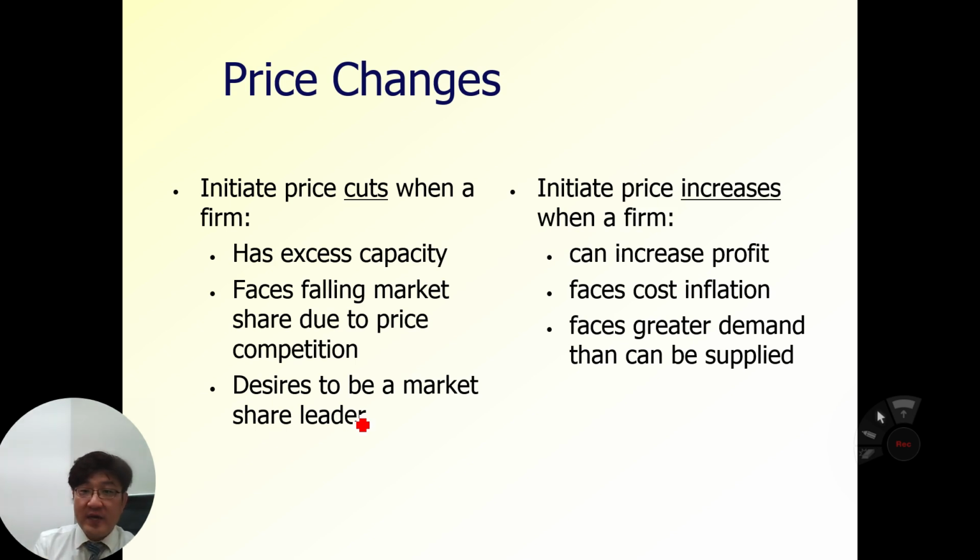When do we increase the price instead? If you want to increase the profit, obviously, or we have to increase the price when we have cost inflation, or if we have higher demand than our capacity, we can increase the price.